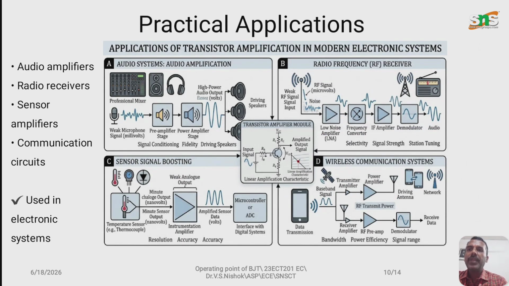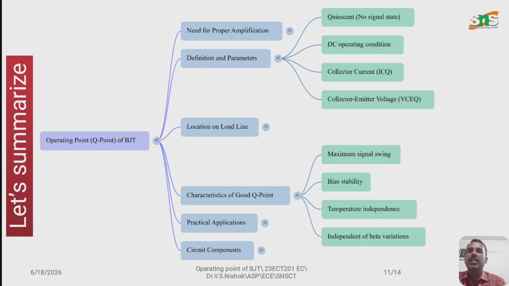Coming to the practical applications of the transistor with good operating point. We can say audio amplifiers, radio receivers, sensor amplifiers, communication circuits, etc. These are all used in the various real world electronic systems.